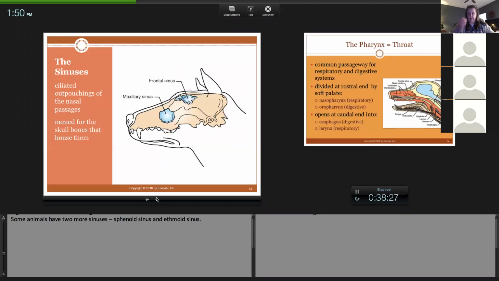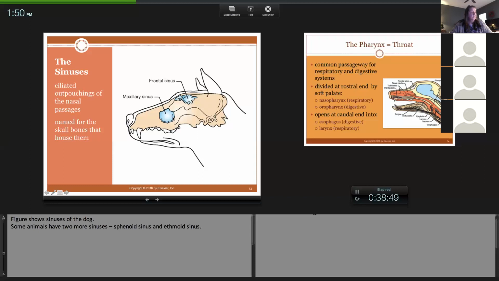Part of the back of the nasal passages, and this is associated with the skull as well as the nasal passages, is we have sinuses. It's basically called a ciliated outpouching, or a pouch, an air-filled sac within the skull associated with the nasal passages.